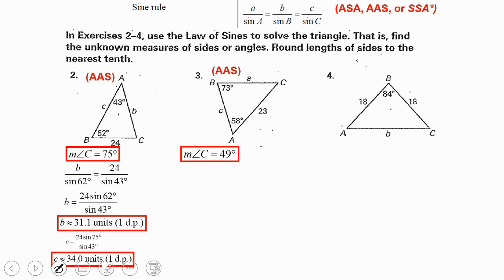Second one, they give us two angles. We have an angle side pair. That's the key right there. We know 23 and we know 73, so we can use that. We can use the sine rule. That's what you always ask yourself: can I use the sine rule?